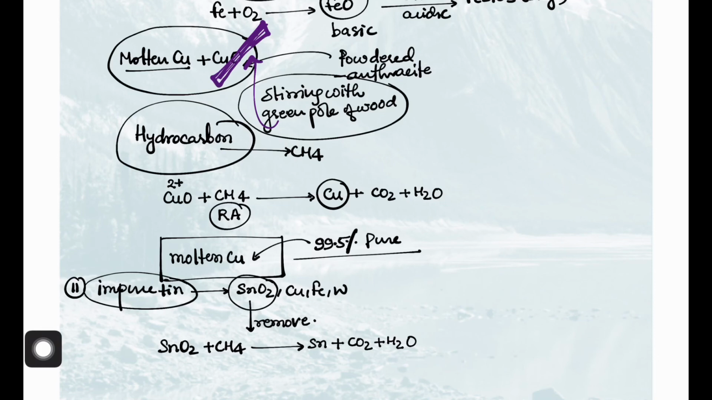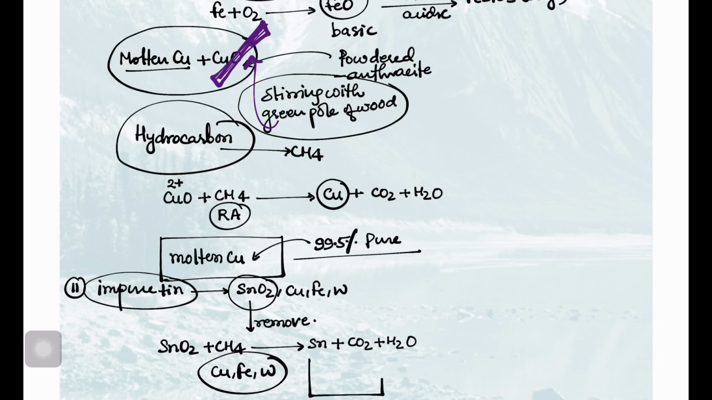Now, what happens to the impurities like copper, iron, tungsten? Okay. These form oxides, and these oxides form basically a scum on the surface of pure tin metal.